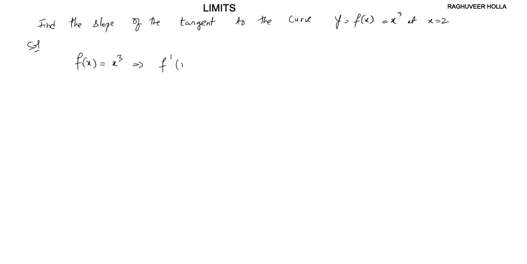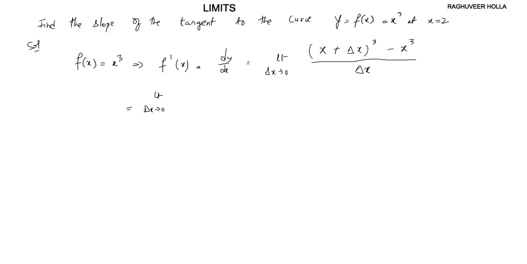Now we have been given f of x as x cube. So f dash of x would be dy by dx, which is equal to the limit as delta x tends to 0. Okay, and this would be (x plus delta x) whole cube minus x cube, divided by delta x.